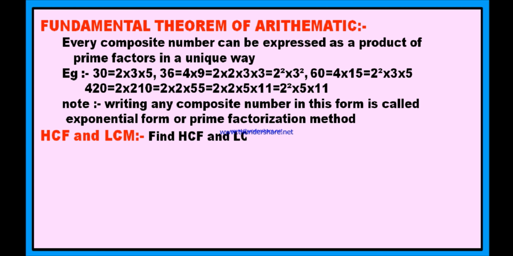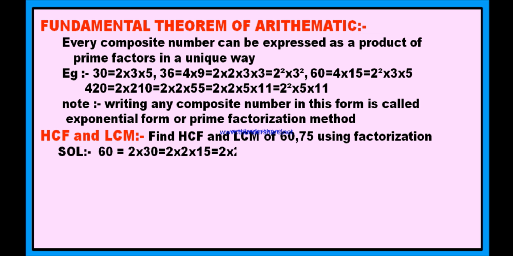The next concept is HCF and LCM. HCF stands for highest common factor and LCM stands for least common multiple. You came across what is HCF and what is LCM in your previous classes. Now here is a question. Find HCF and LCM of the numbers 60 and 75 using prime factorization. I shall repeat. Find HCF and LCM of 60 and 75 using prime factorization.